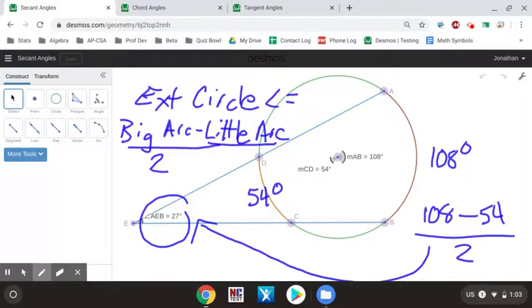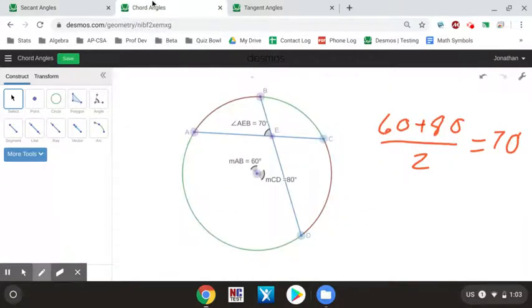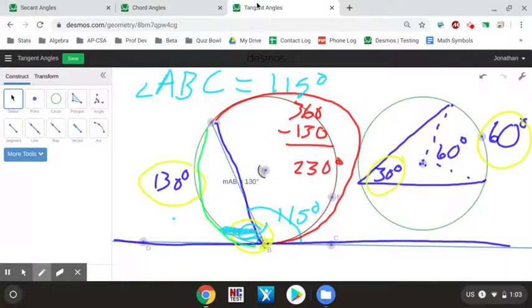So there are several different properties here. Notice if you have the outside angle, you subtract and divide by 2. When we had the inside angle, we added and divided by 2 to get the average. And when we had a tangent angle, it behaved just like an inscribed angle because it was touching the circle. So lots of different things about circles.